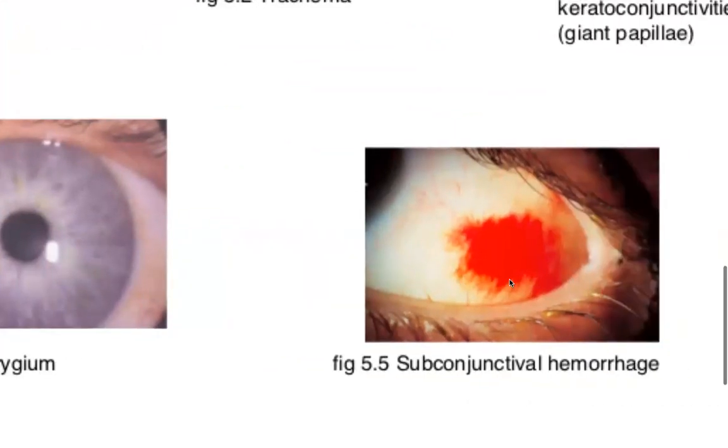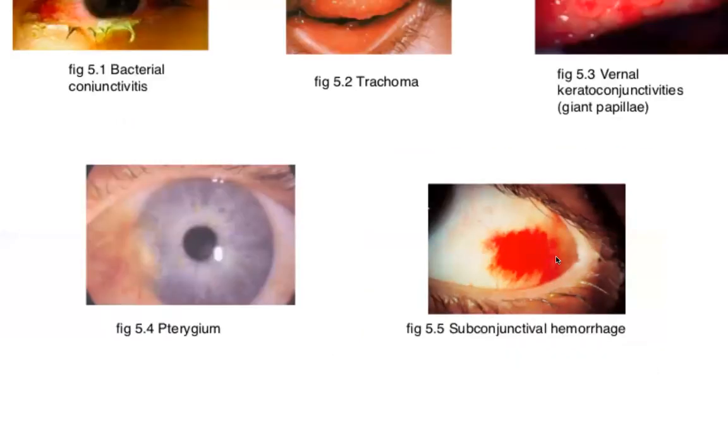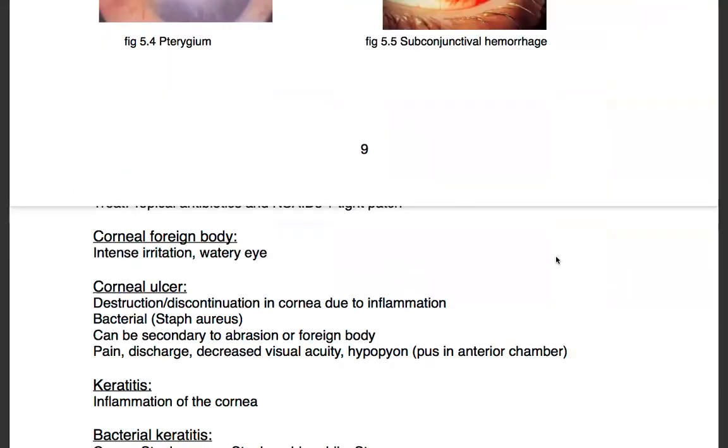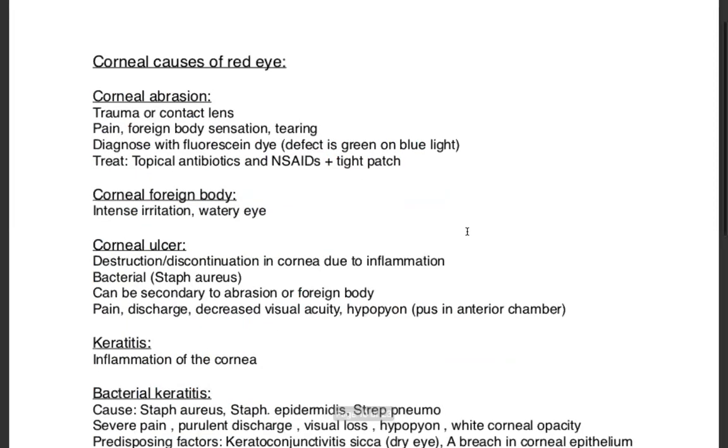This is a subconjunctival hemorrhage. It looks like a hemorrhage under the eye. And the thing about it that's super specific is that it does not affect the vision. Okay? So that's the conjunctival causes. Then there are corneal causes. The first one is corneal abrasion.